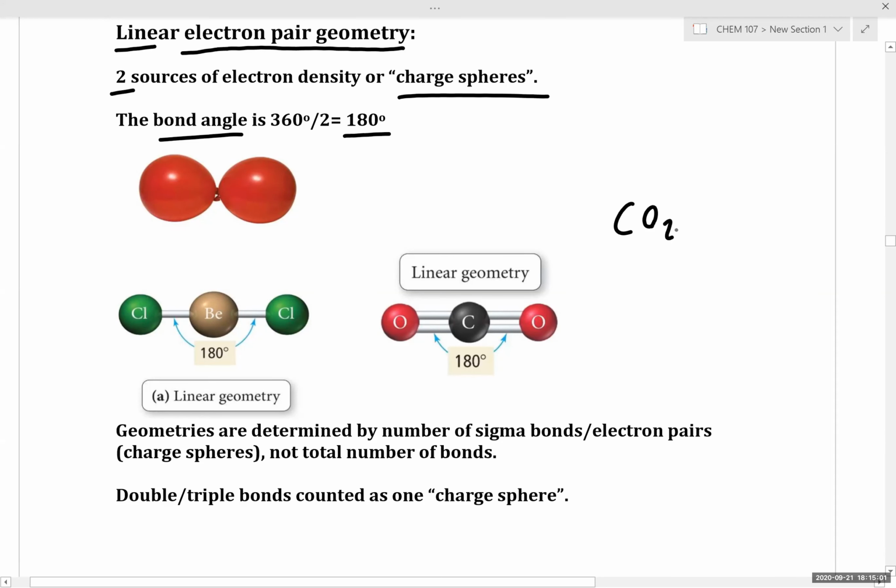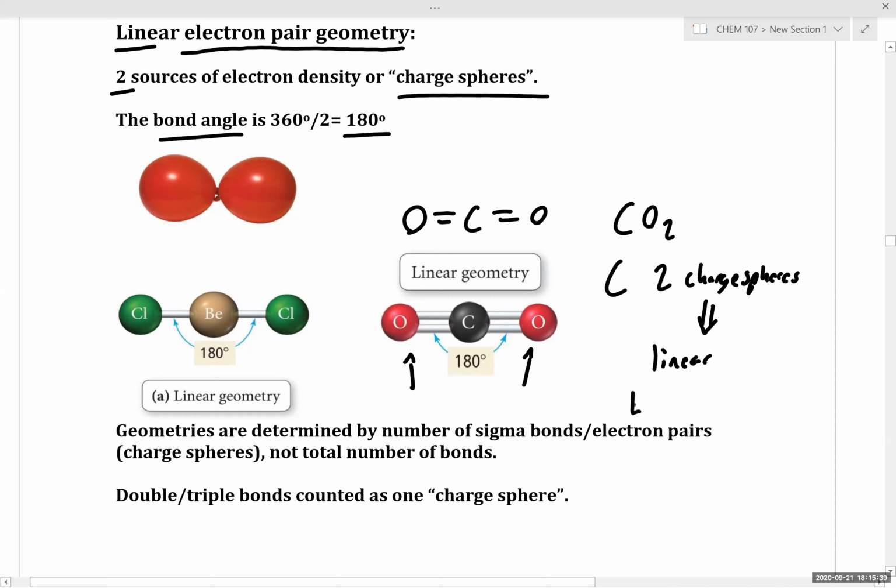So thinking about carbon dioxide for a little bit, around carbon, we have how many bonded atoms? How many charge spheres do we have around carbon, around our central atom? How many bonded atoms and lone pairs? Not bonds, but bonded atoms. How many atoms do we have bonded to carbon? We have two charge spheres. And that is why we have a linear electron pair geometry. Does that make sense to everyone? Again, double and triple bonds are counted as one charge sphere for the purpose of geometry.